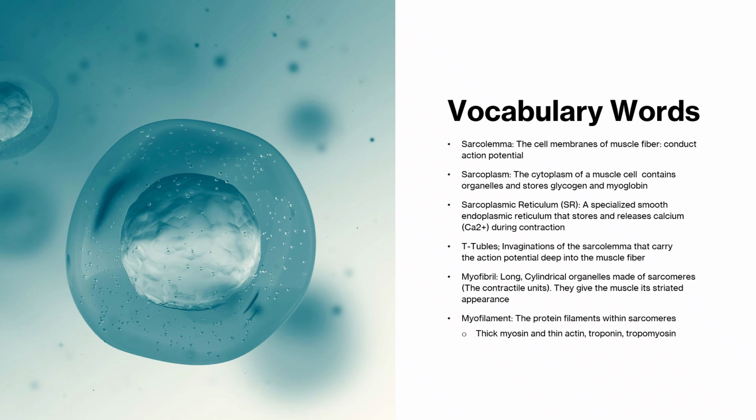We have the myofibril, long cylindrical organelles made of sarcomeres, the contractile units. They give the muscle its striated appearance. Myofilaments, the protein filaments within sarcomeres, can be broken up into categories. We have thick myosin and thin actin, troponin, and tropomyosin.